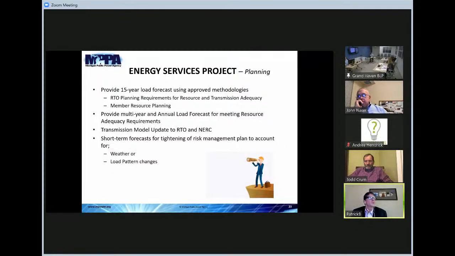So we also do long-term planning. We provide a 15-year load forecast to the RTO. And obviously short-term, we provide multi-year and annual load forecasts. We work with our members like Dave so they can tell us what's going on in their community, what they expect for load growth on the commercial, residential, and industrial side. And all that information helps us build better algorithms, better models so that we can make better decisions long-term.